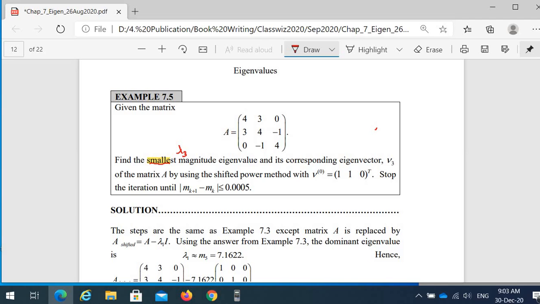by using the shifted power method with V0, V at step 0, equal to (1, 1, 0) transpose. Because this is a column vector, to save space we write it as a row, that's why transpose. Then stop the iteration when M(k+1) minus Mk is less than or equal to 0.005.